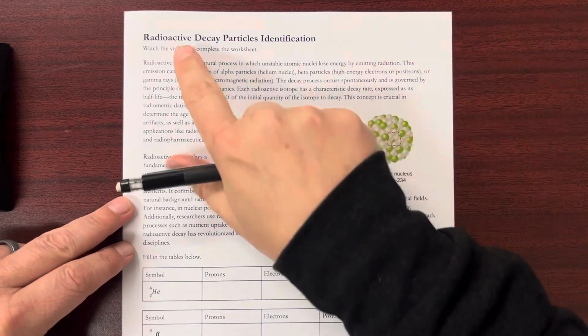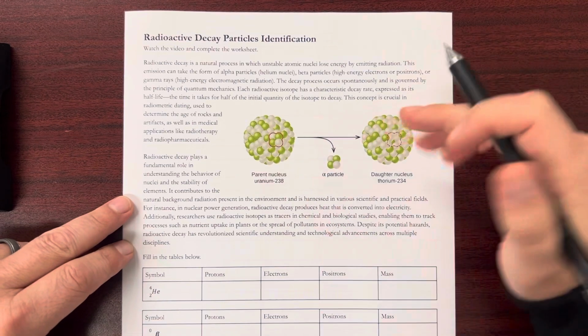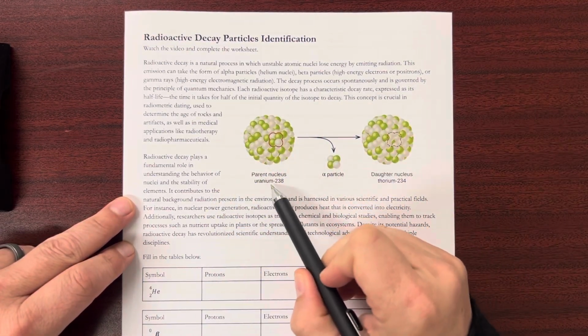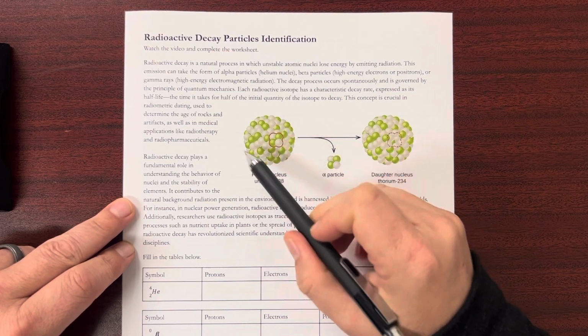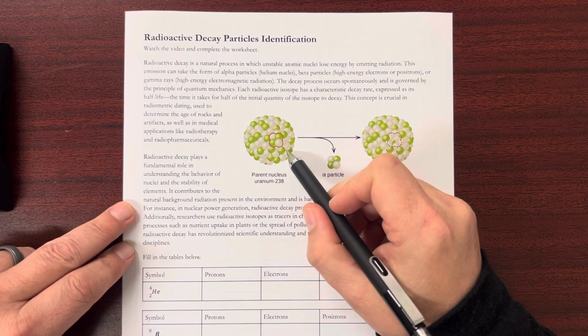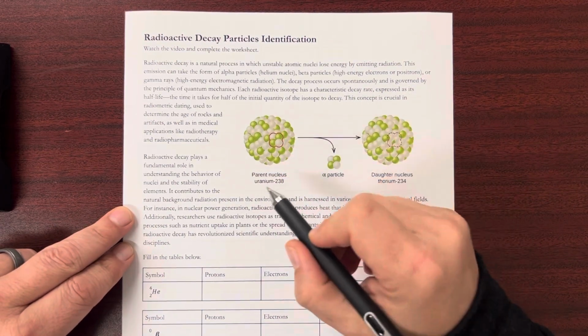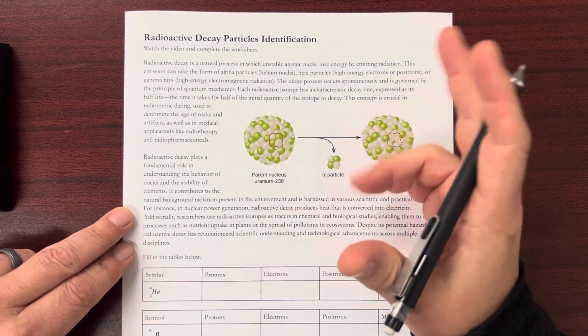Hello, today I'm going to go over radioactive decay particles identification. During radioactive decay, this is a good example, this parent nucleus is very unstable. So the only way to stabilize it is to get rid of extra energy. It's got too much energy, and it's going to go through radioactive decay, which will give off or release some of that energy.